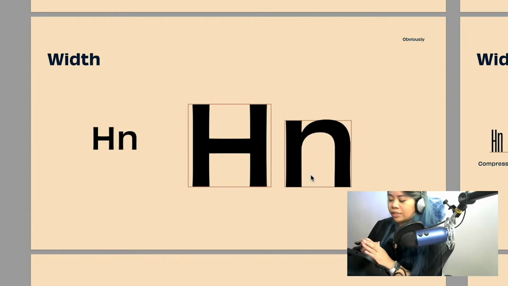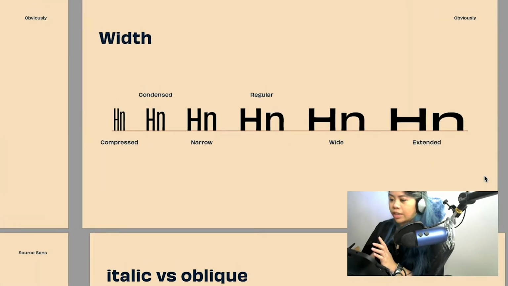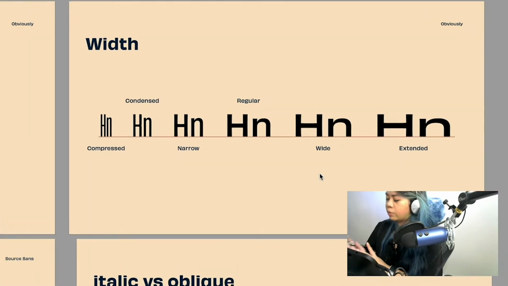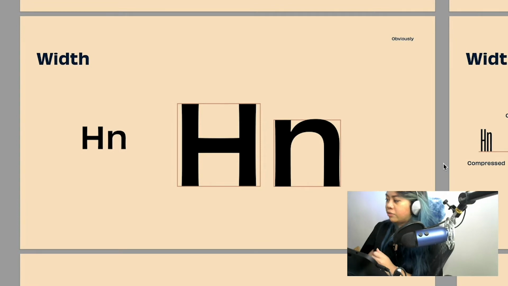A regular width, like a normal, average width of a typeface, would fit very comfortably into a square. Now you look at the H, it's not exactly a perfect square, but it seems relatively balanced compared to their other width counterparts. If you're looking at the narrow versus the wide, they're different kinds of width based off the regular. This N is actually a very good example of fitting within a square and would help you identify better that it's a regular width.